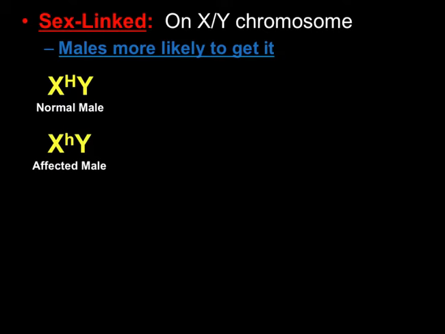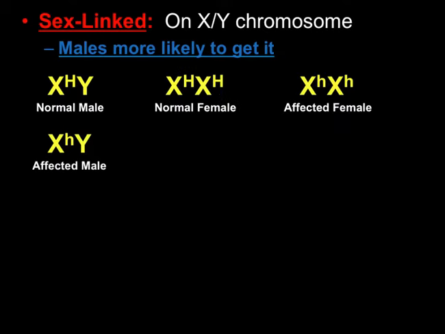Now, some other patterns, remember we have sex-linked traits, which are on the X or the Y chromosome. So this would be how you write a normal male, and this would be an affected male with something like, say, hemophilia or colorblindness. And because they only have the one X, males are more likely to get it. Females to get it would have to be homozygous recessive, and a heterozygous female would be called a carrier because she can pass it along.